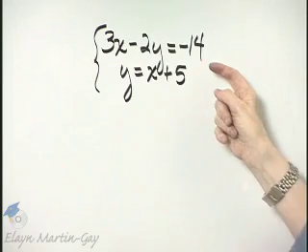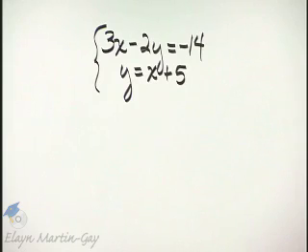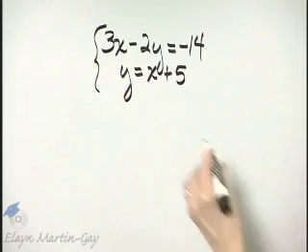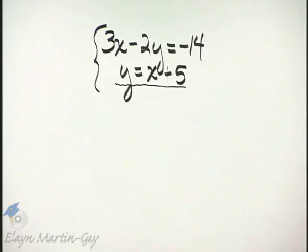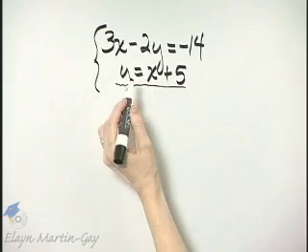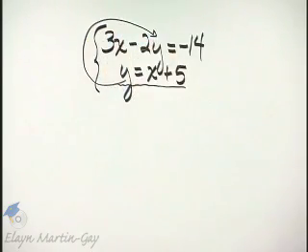To do so, look at your equations, and we need one equation solved for one of its variables. It just so happens that the second equation is solved for y. y is equal to x plus 5. So I will substitute x plus 5 for y in the other equation.